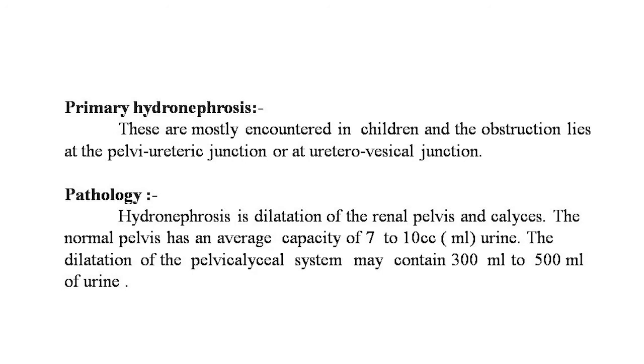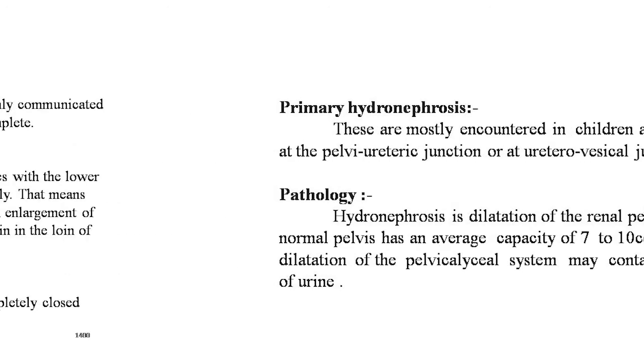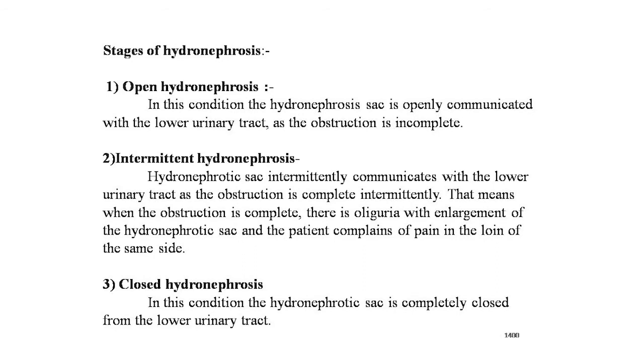Pathology: hydronephrosis is dilatation of the renal pelvis and calyces. The normal pelvis has an average capacity of 7 to 10 cc, that is ml, of urine. The dilatation of the pelvicalyceal system may contain 300 ml to 500 ml of urine. Now, the stages of hydronephrosis. First is the open hydronephrosis, then intermittent hydronephrosis and closed hydronephrosis.